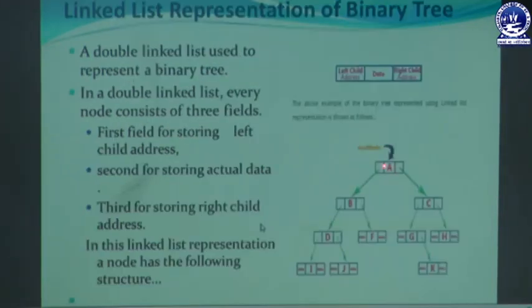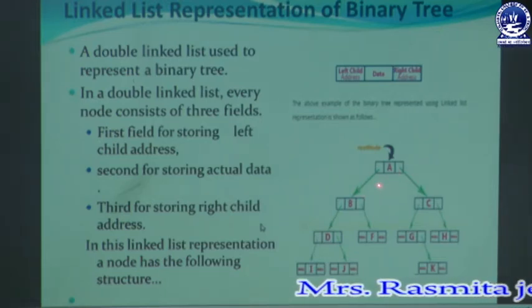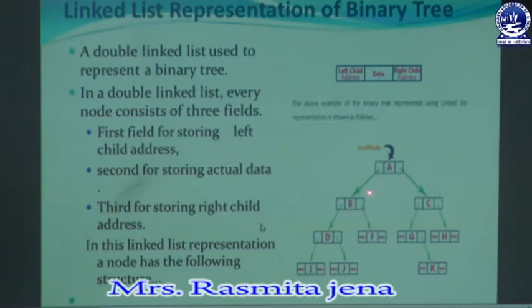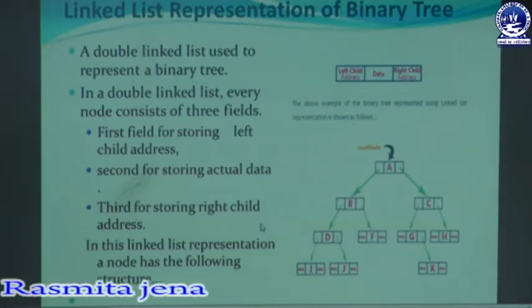So, you can see this is the root node A, and in this location the actual data is stored, and this is the address or link which points to the left child, and this is the address which points to the right child. Then in the linked representation a node has the following structure. This is the structure. How can we represent a binary tree? By using a linked list, and in this case we are using a doubly linked list.